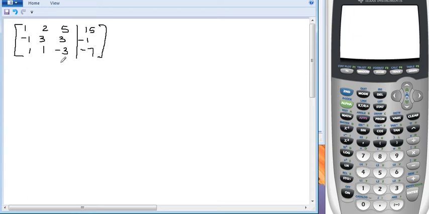I can also swap rows. I can just flip-flop these rows, or these two rows, if it helps me. So those are kind of the rules of the game.